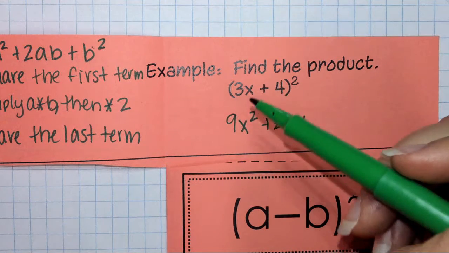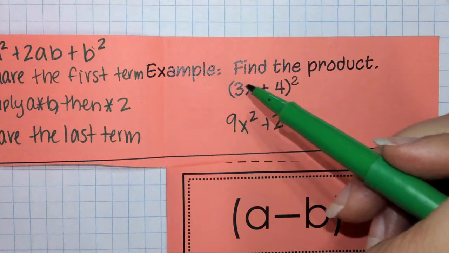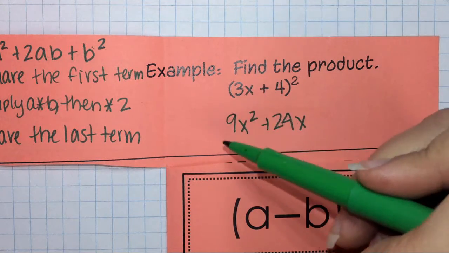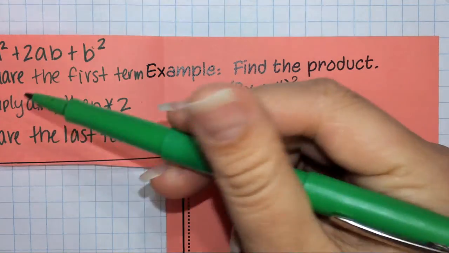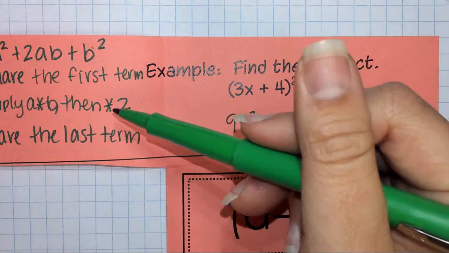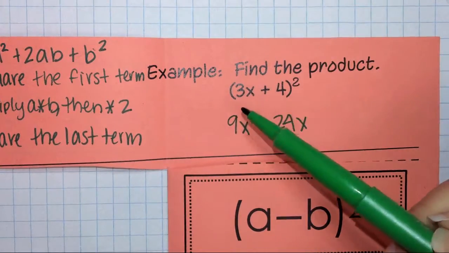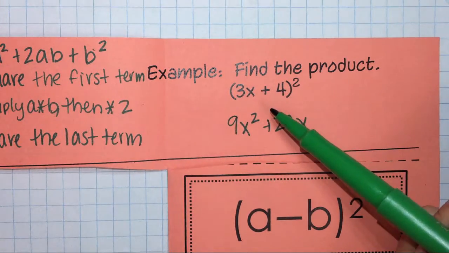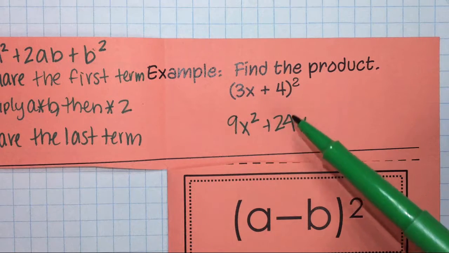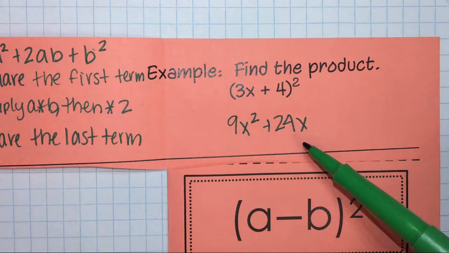Okay, let's walk through it again. The first thing we did was we squared 3x, and we got 9x squared. Then we did a times b, then times 2, just like it says over here. We did 3x times 4, and we got 12x. 12x times 2 is 24x.